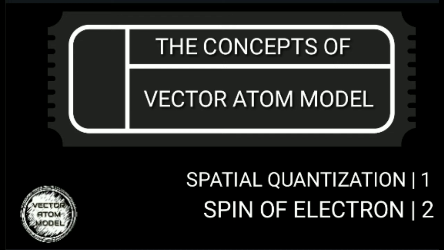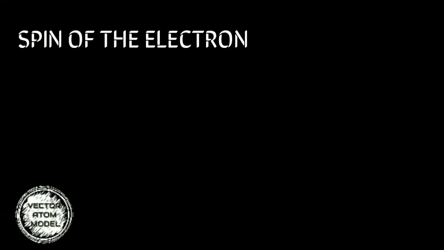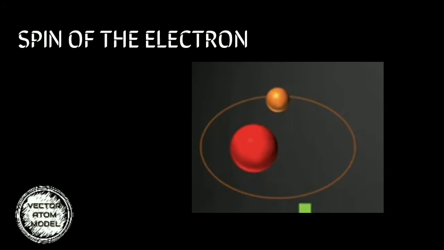Second, spin of the electron. The electron spins about an axis of its own, while it also moves around the nucleus of the atom in its orbit. In other words, the electron is endowed with a spin motion and an orbital motion. According to the quantum theory, the spin of the electron also should be quantized. Hence, a new quantum number called the spin quantum number S is introduced.